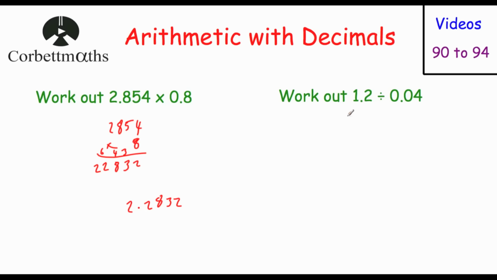So 1.2 times 100 is 120, and 0.04 times 100 is equal to 4. So we're going to do 120 divided by 4, and that's equal to 30. So the answer would be 30.